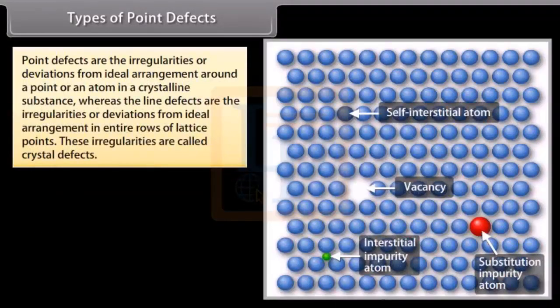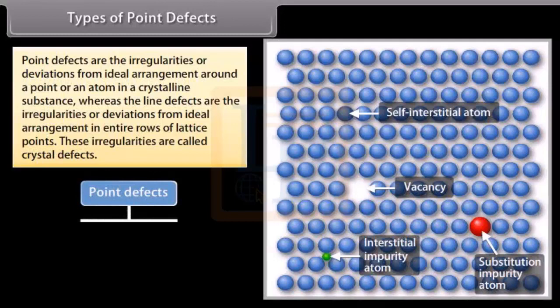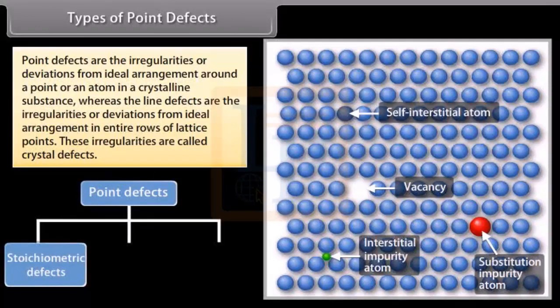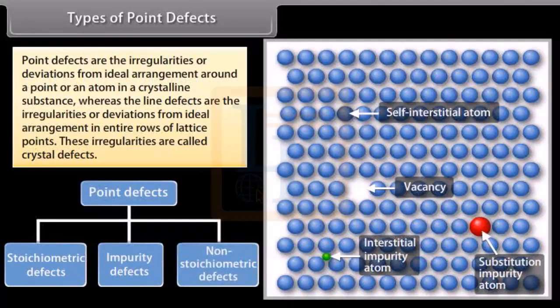Types of point defects. Point defects are the irregularities or deviations from ideal arrangement around a point or an atom in a crystalline substance, whereas the line defects are the irregularities or deviations from ideal arrangement in entire rows of lattice points. These irregularities are called crystal defects. Point defects can be classified into three types. 1. Stoichiometric defects. 2. Impurity defects. And 3. Non-stoichiometric defects.